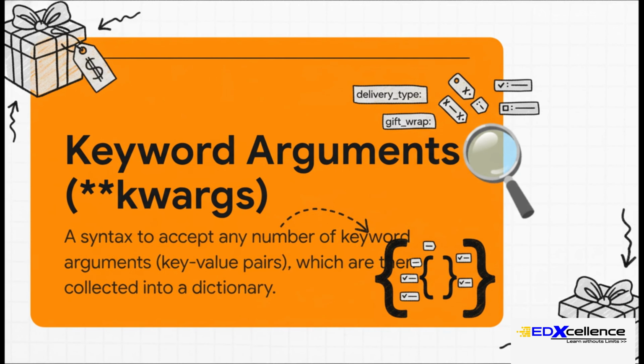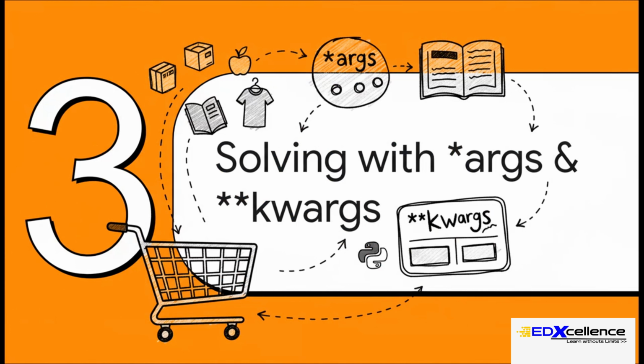Okay, but what about those other optional details like delivery instructions or gift wrapping? For that we have **kwargs. That double asterisk tells Python to scoop up any keyword arguments, the ones that look like key equals value, and pack them into a dictionary. So we could pass in delivery_type equals express or gift_wrap equals true, and our function just handles it. So cool. All right, let's put all the pieces of the puzzle together.